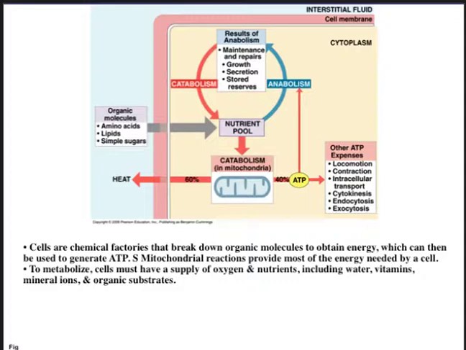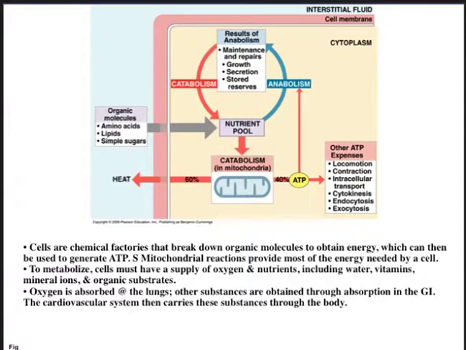The organic substrates are actually where the chemical potential energy is located. And long story short, the money bond in biological systems is the carbon-hydrogen bond. There's more chemical potential energy in the carbon-hydrogen bond than any other bond in the macronutrients that you consume. Oxygen is absorbed at the lungs. The other substances are obtained by absorption across the GI tract, primarily in the small intestine. The cardiovascular system then carries these substances through the body.